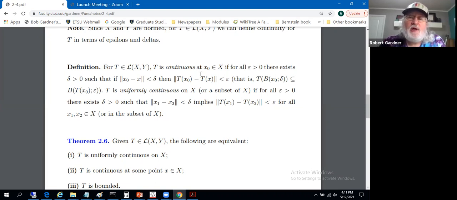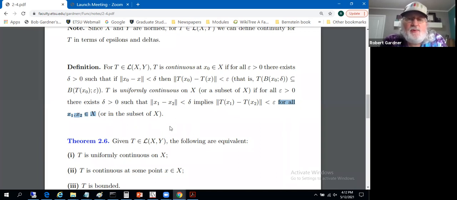Uniform continuity versus continuity says, for all epsilon greater than 0, there exists a delta greater than 0, such that, so far it's the same, x1 minus x2 in norm less than delta implies T of x1 minus T of x2 less than epsilon for all, that's the uniform part, for all x1 and x2 in set X. And this could also be defined on a subset of X. That's the parenthetic comments. So we could have uniform continuity on a subset of set X.